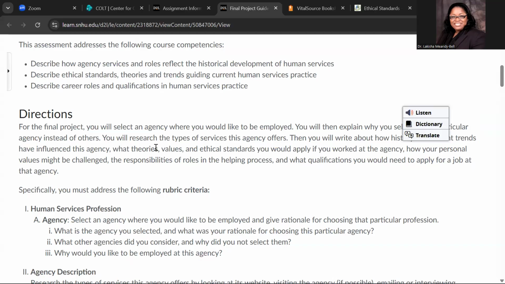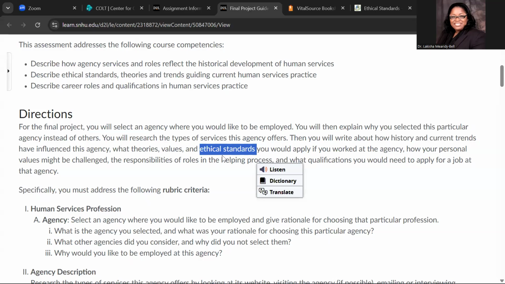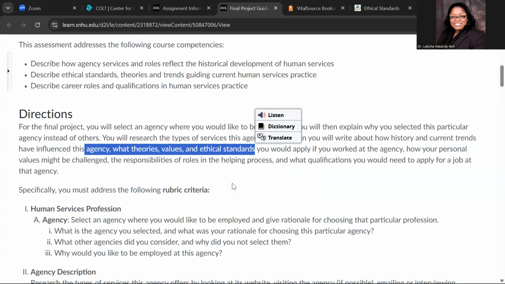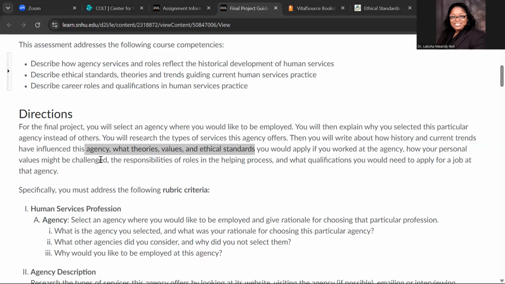Keywords that need to be included in your paper: the theories, the values, and the ethical standards. Now, let me tell you a little bit about this. In the human service profession, or in your assignments as you progress through the term, or if this is your last term, congratulations. If you go out for interviews, one of the key things about a human service professional interview is that if you're interviewing for a position, they already know this stuff. They're going to ask how well you show that you're familiar with this, and how it will contribute to advancing their agency. So it's very important that you learn what the theories are, what the values are, and what the ethical standards are, and in the assignment, how you would apply them if you were to work at that agency.